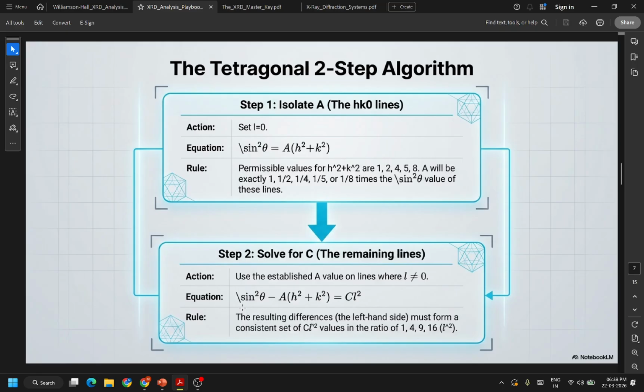Now you consider the lines where L is not 0. Then you have sine square theta minus A into h square plus k square equals C l square. So now you know the values for A into h square plus k square, you put that here to get your value of C.